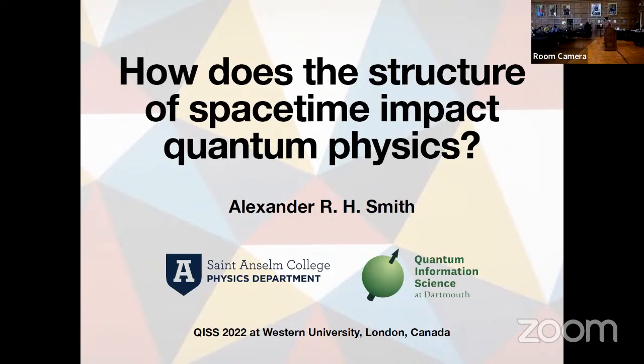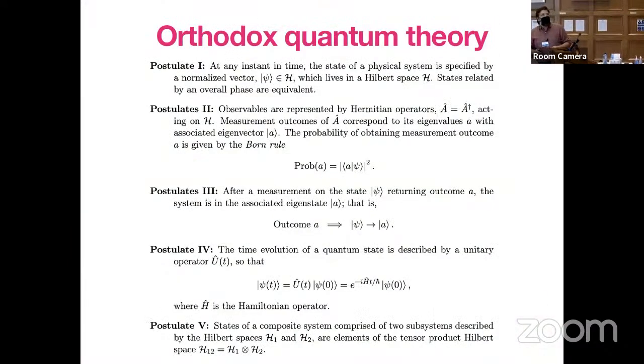So thank you to the organizers for putting on such a wonderful conference. It's been great seeing people and having discussions again. So what I thought I would do in trying to ignite discussions with this question is I just wanted to start off with the postulates of quantum theory and try and argue why what we know about space-time might affect each one of these postulates. So we have states live in a Hilbert space, we have the Born rule, we have the collapse of the wave function or the state update rule, we have the Schrodinger equation, and then we have a way in which we can combine systems through the tensor product.